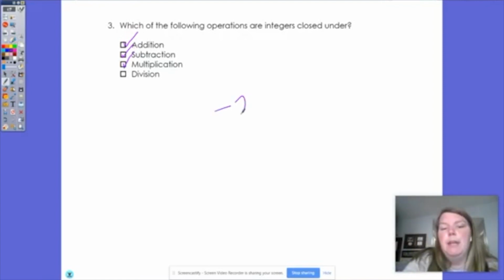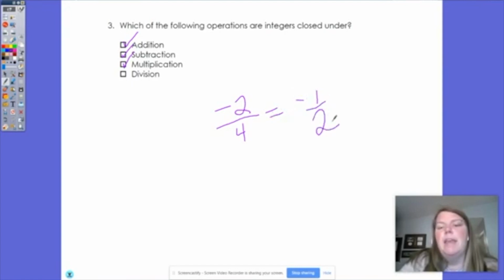So for example, if we had -2 divided by 4, those are both integers, but when we divide them, we end up with a fraction, which is a rational number. So division is the only one that's not closed under for integers.